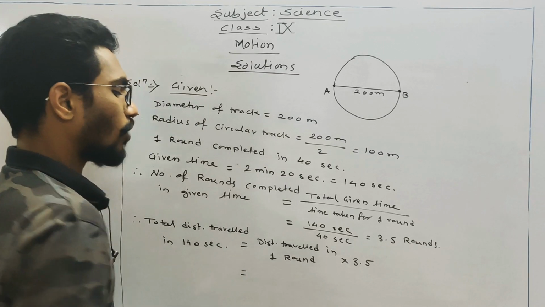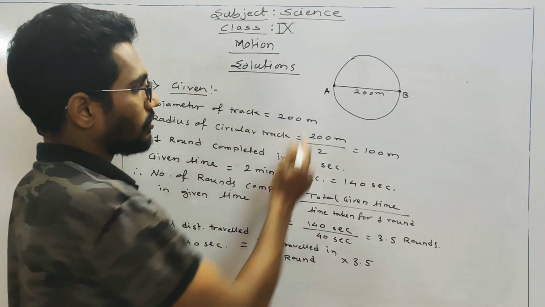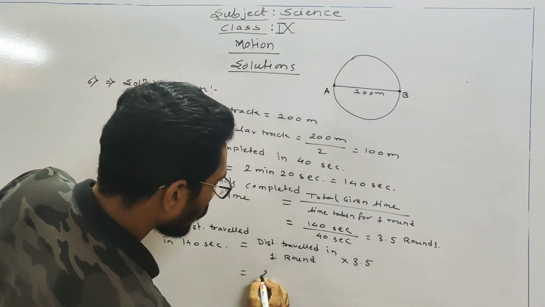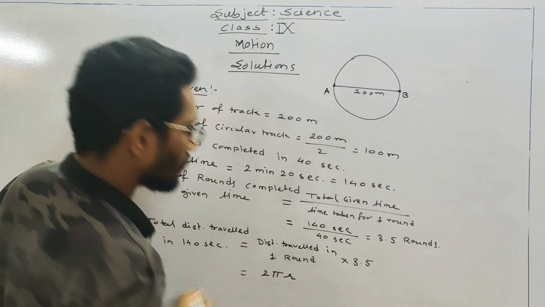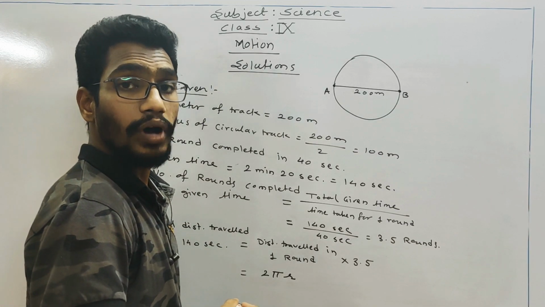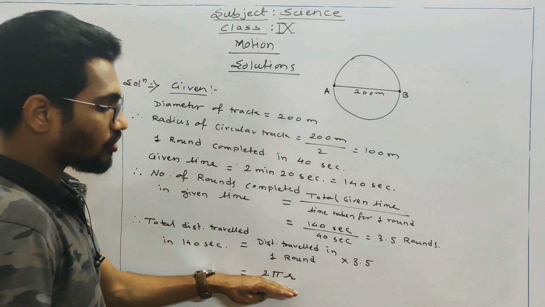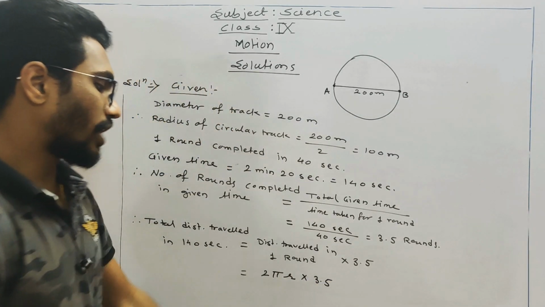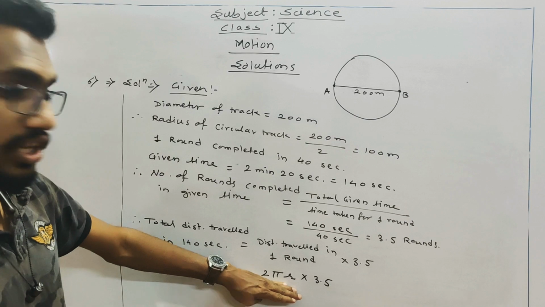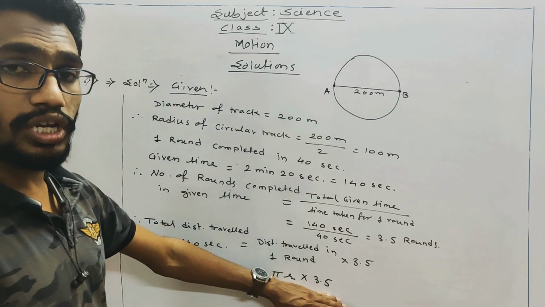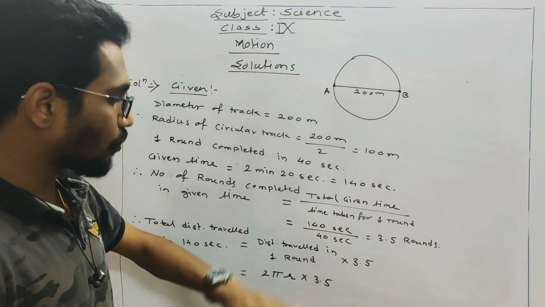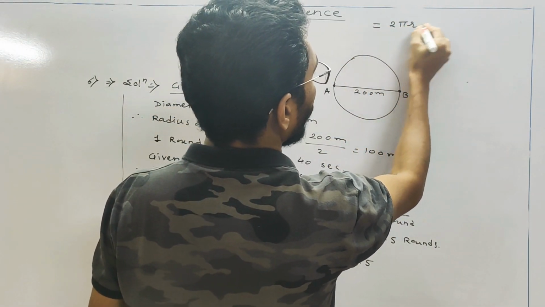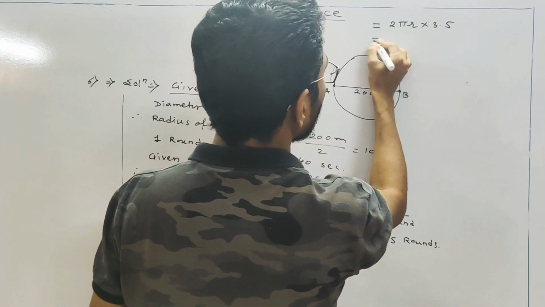So what particular distance is travelled in one round? Circumference of this circle, and circumference has the formula 2 pi r. 2 pi r, that is the circumference of this circular track, multiplied by 3.5. Why 3.5? This is the total distance travelled in one round multiplied by total rounds 3.5. एक में कितना ट्रैवल करता है तो 3.5 में मिल जाएगा. So here I am going to calculate 2 pi r into 3.5.